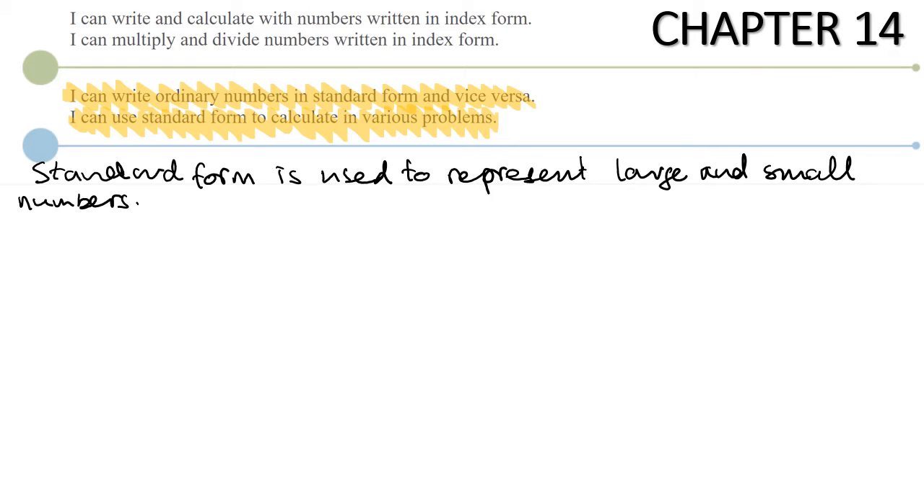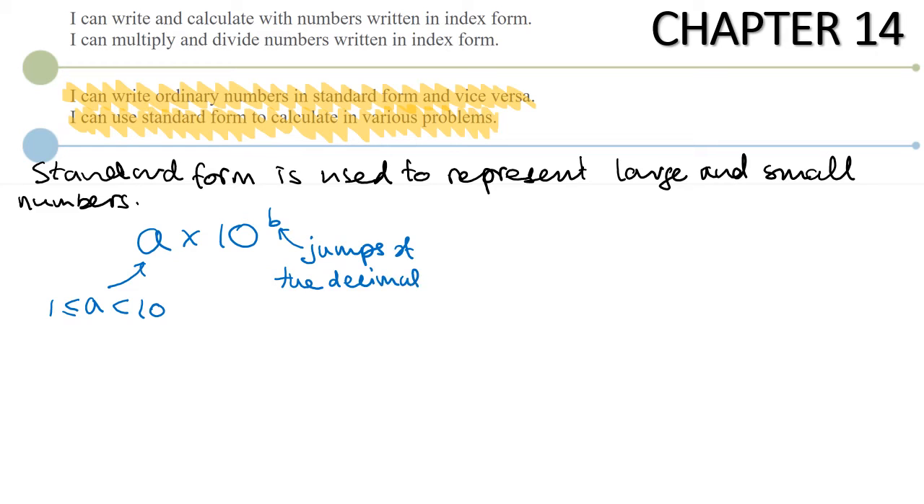So standard form is always written like this. You'll have a times 10 to the power b. This number here, a, must be between 1 and 10. It can't be 10, it can be 1, but it must be between 1 and 10. So it could be 5.2, 3.14, it couldn't be 10, it couldn't be 52, it's got to be a number between 1 and 10. And then this represents the number of jumps of the decimal point, and you'll see that in a moment when we go through some examples.